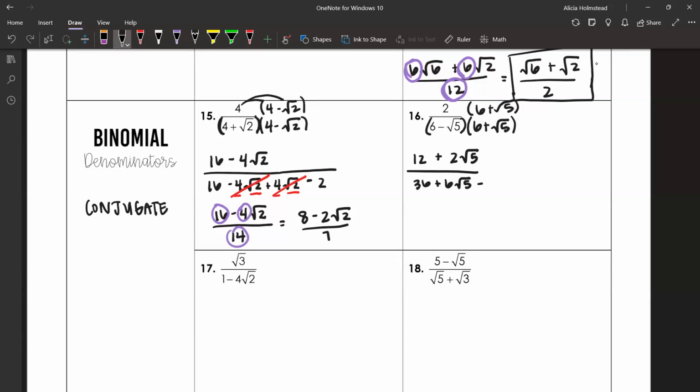Negative square root of 5 times 6 is negative 6 square root of 5. And then negative square root of 5 times the square root of 5 is negative 5. So just as it always should be, these are exact opposites, so they take care of each other. So then we're going to have on the top 12 plus 2 square root of 5. And then on the bottom, we have 36 minus 5, which is 31. 31 is prime. So that would be our final answer there.